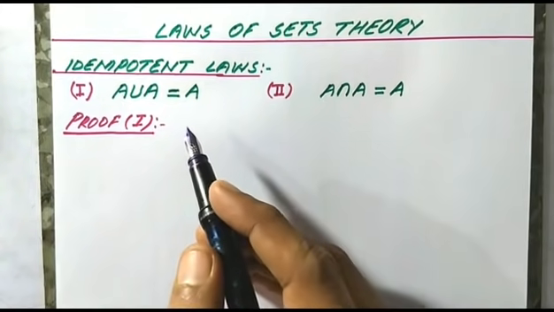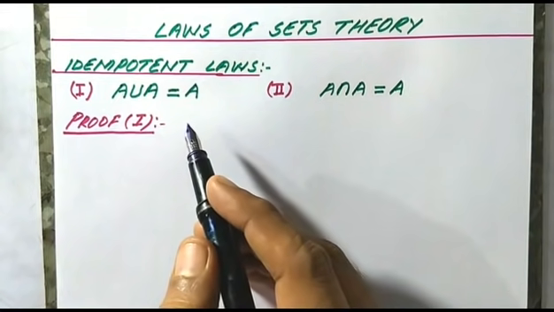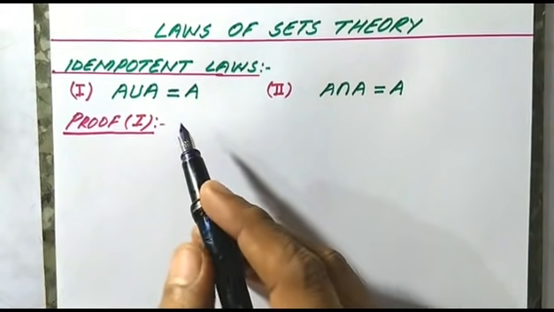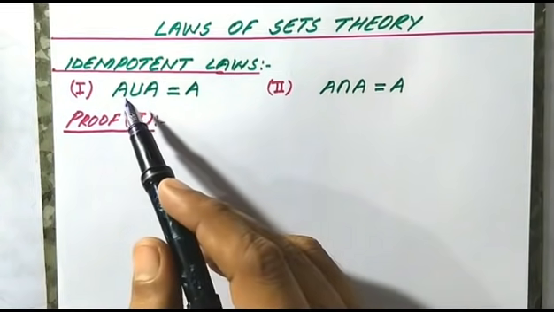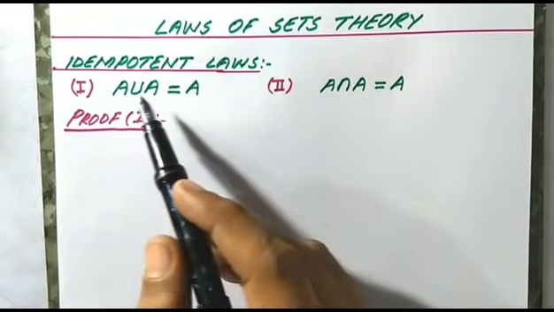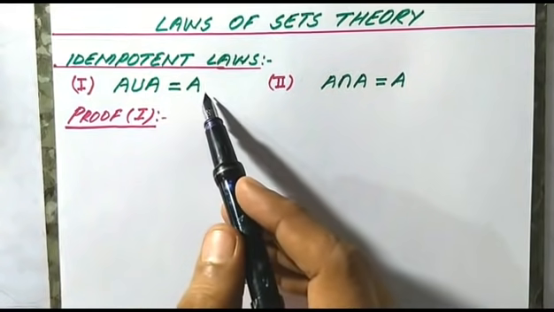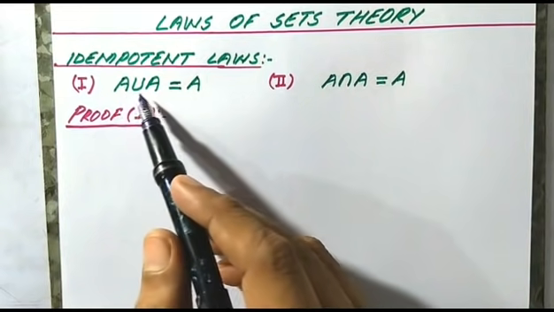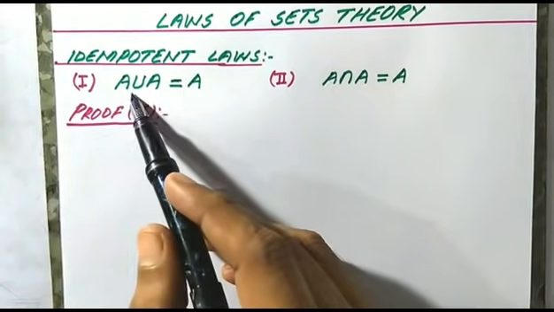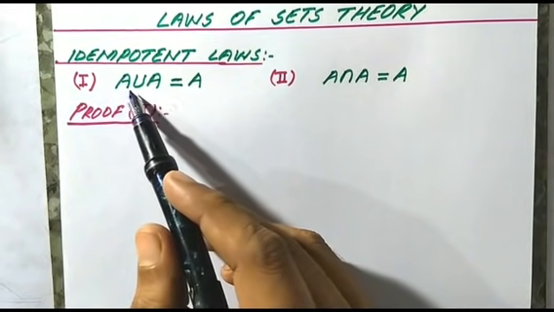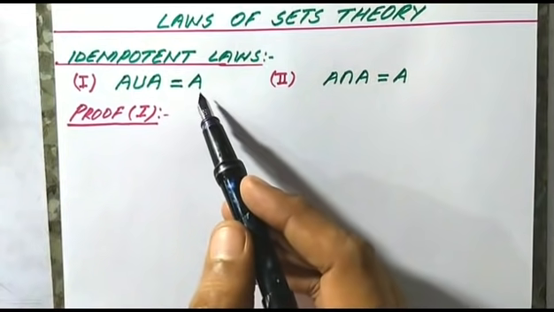In this video we are going to discuss laws of set theory. So first let us talk about idempotent laws. There are two laws. One is A union A is equal to A. Set A union set A is equal to A. That is, if we take union of a set with itself, the result is the set itself.